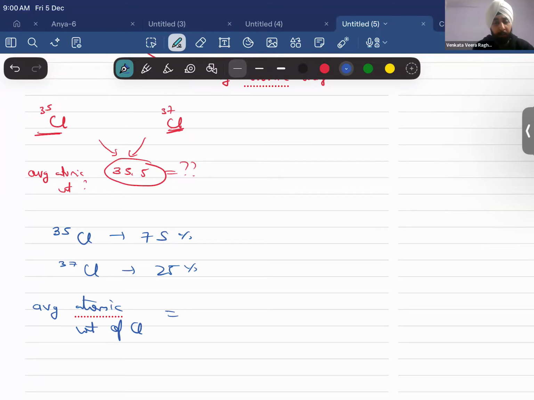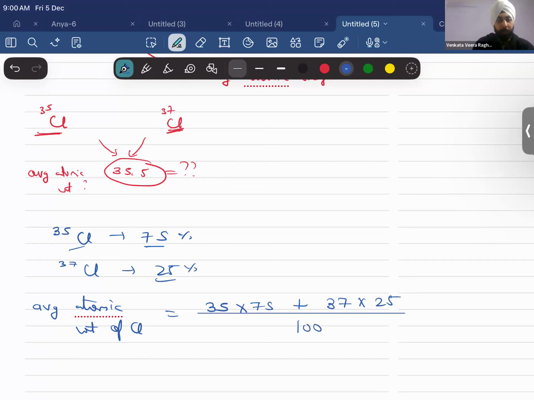So nothing you have to do. No need to worry. You just take the mass number of Cl, the above Cl, and multiply it with this value, 75, plus take the other mass number 37, multiply with the percentage which is 25, and divide it by the total percentage, which is 75 plus 25, 100. Do you agree with me?